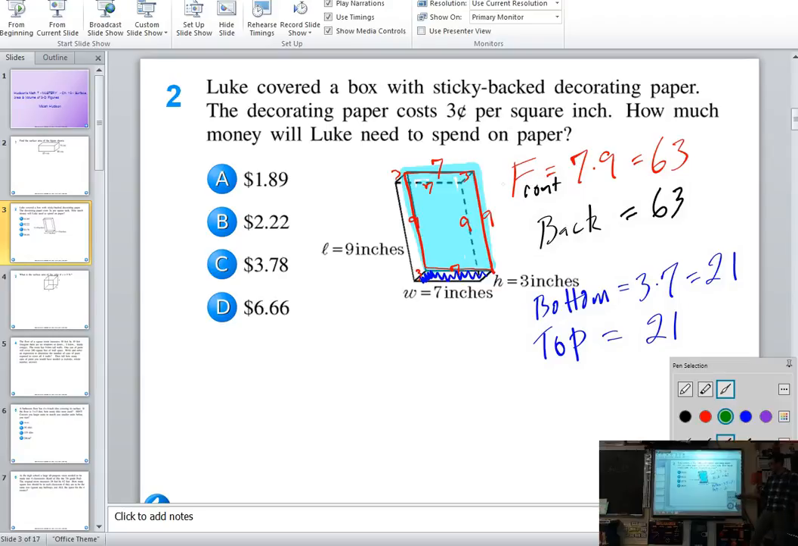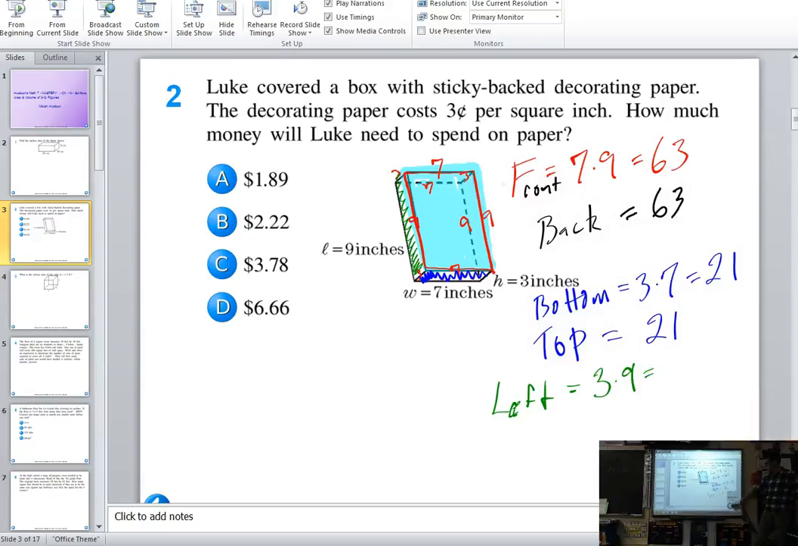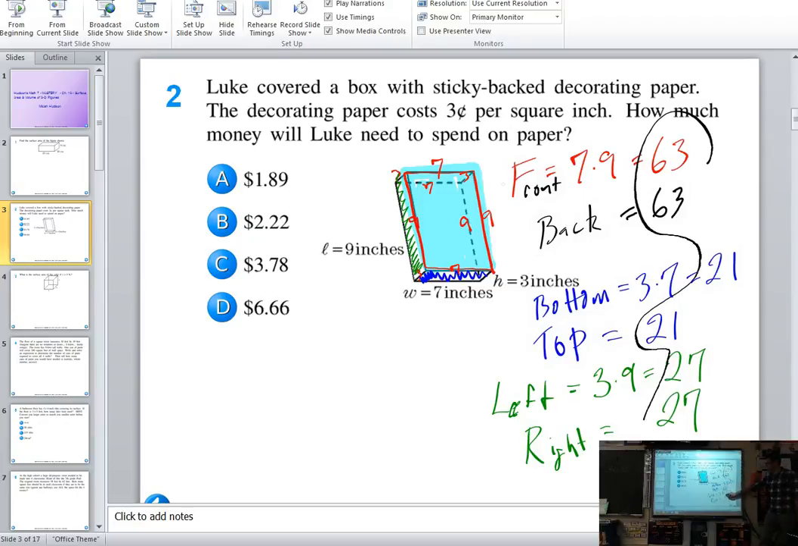Then we do that again for my left. So this face uses 3 times 9, gives me 27, and that also tells me that the right will be 27. So that's another way we can approach this instead of doubling everything: just look at these and these and these all together making the total surface area, because those are my 6 faces. Front, back, left, right, top, bottom. Any remaining questions?